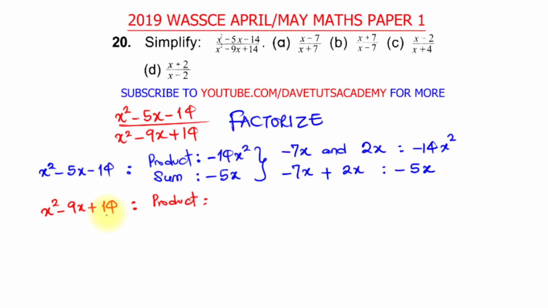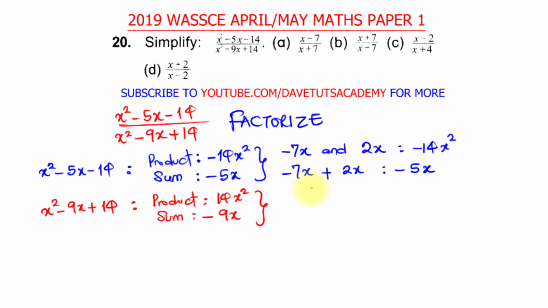The product in this case is going to be 14x squared, not minus 14, because look at this: the first term is x squared, this is the third term, 14. The product of the two is 14x squared. Okay, and then even when we have that, we have the sum to be here. In this case it is minus 9x.